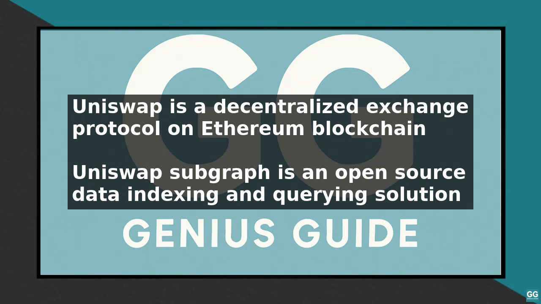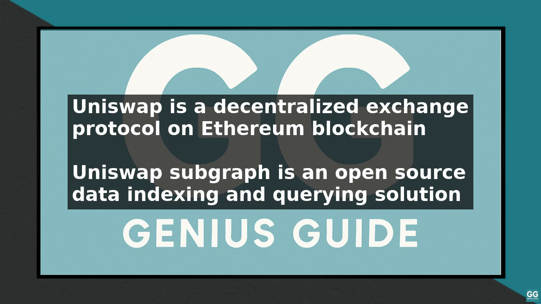Introduction to Uniswap Subgraph. Uniswap is a decentralized exchange protocol that facilitates token swaps on the Ethereum blockchain. A crucial component of the Uniswap ecosystem is the Uniswap Subgraph, which is an open-source data indexing and querying solution. In this guide we will explore why using Uniswap Subgraph is essential for developers and users.